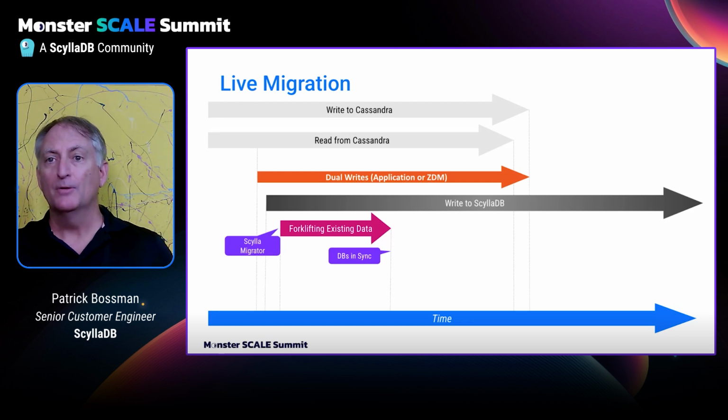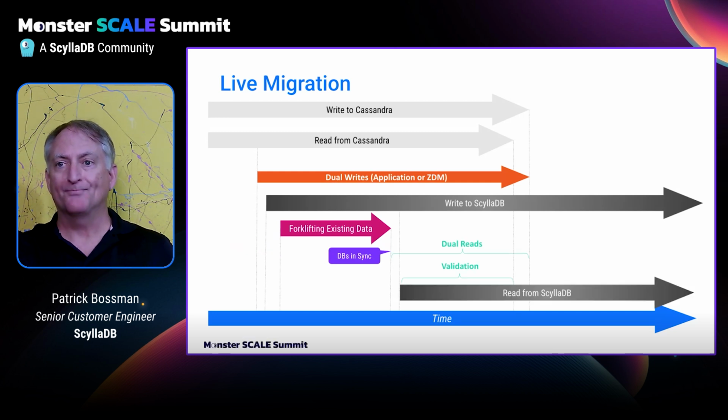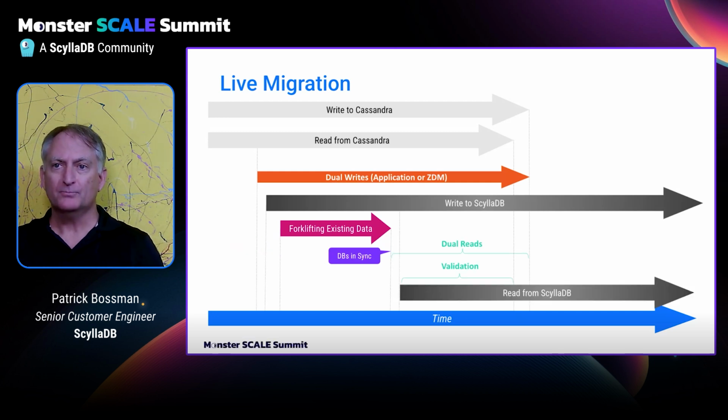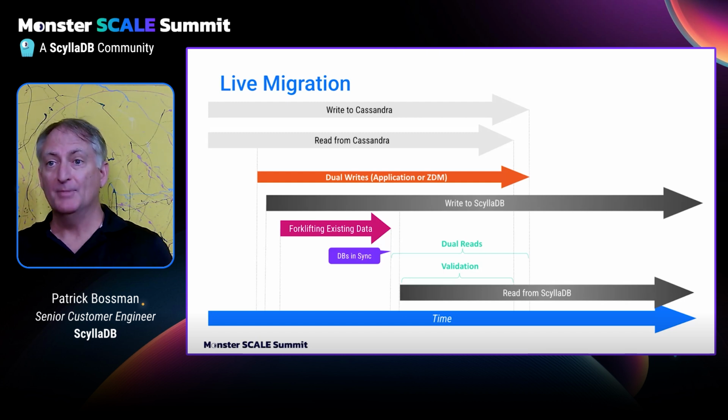That's also viable. After the forklifting of the data is done, since we're doing dual writes, the databases are then considered in sync. And it's at this point that you can start dual reading. You can begin your validation and make sure the source and target both have the same data, right?